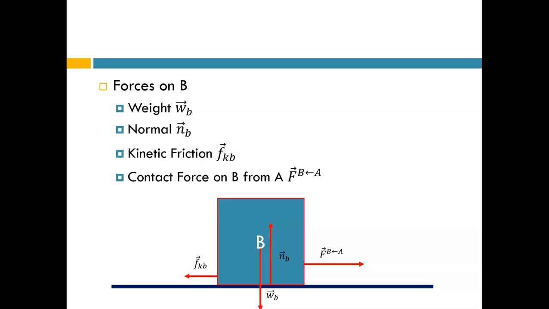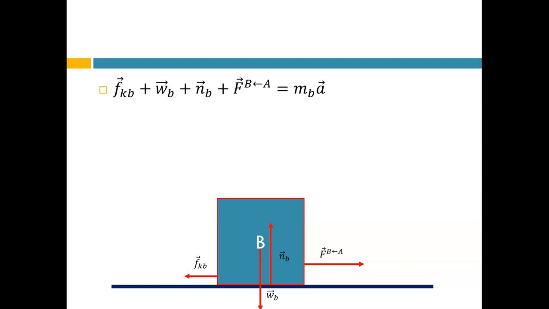Now, having said that, the equation ends up being the same. We can find the equation the same way. We write the vector equation. All we've got to do is go around the horn. F_kB plus W plus normal plus the force on B from A is equal to the mass of B times its acceleration. Okay, a little bit of an aside.